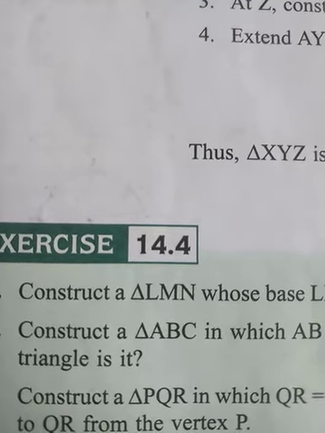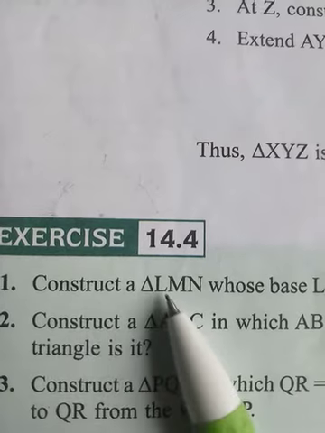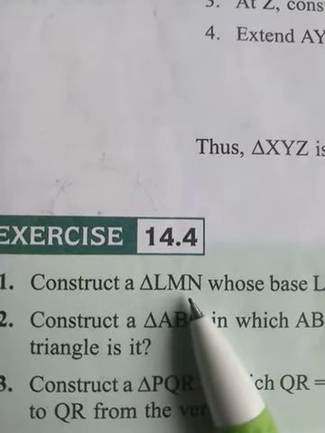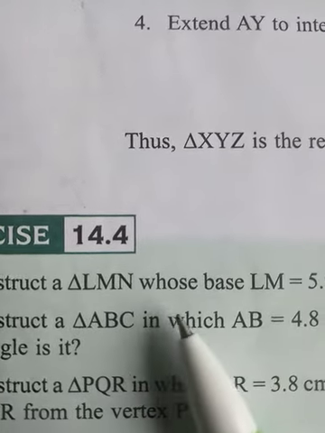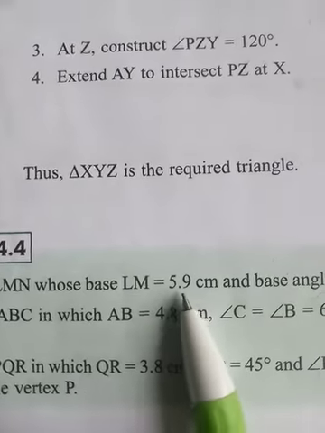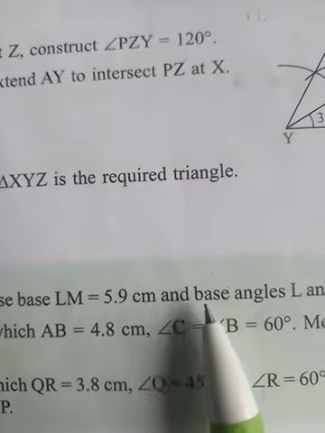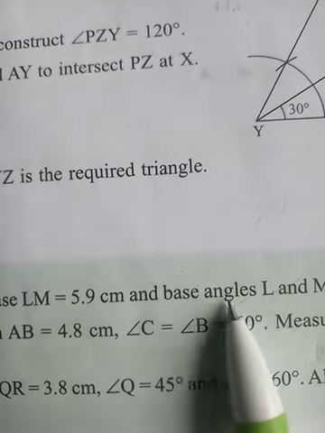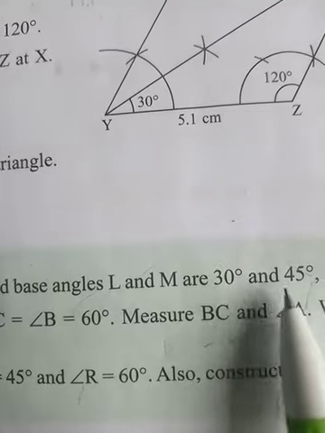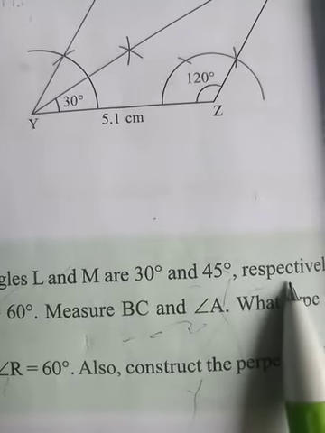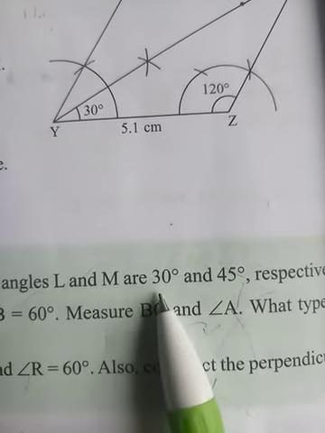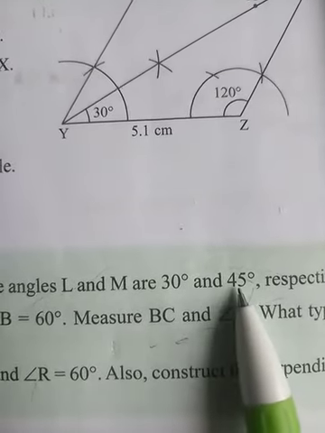The first statement is: construct a triangle LMN where the base of the triangle, LM, should be equal to 5.9 centimeter, and the angles L and M are 30 degree and 45 degree respectively. So L angle should be 30 degree and M angle should be 45 degree.